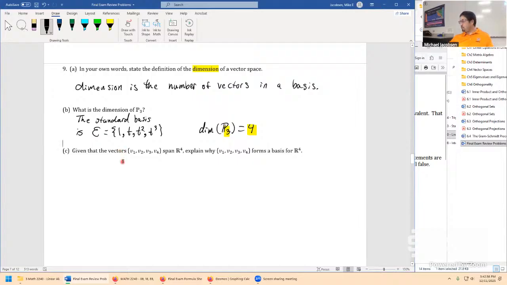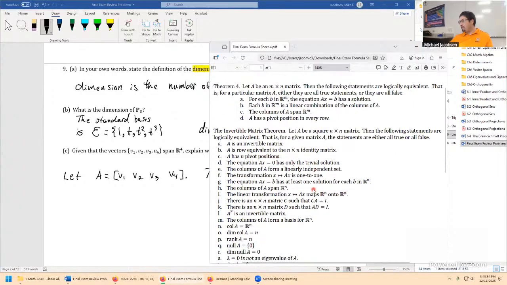And for part C, this one's pretty fast as well. Given 4 vectors that span R4, explain why those vectors form a basis. What I would do with this one is just say, let A equal V1, V2, V3, V4. It says the vectors span R4. That means every vector has 4 entries. There's also 4 vectors, so this tells us then A is 4 by 4. That's important because it tells us the invertible matrix theorem is relevant here. So let's pull up that theorem wherever it went.